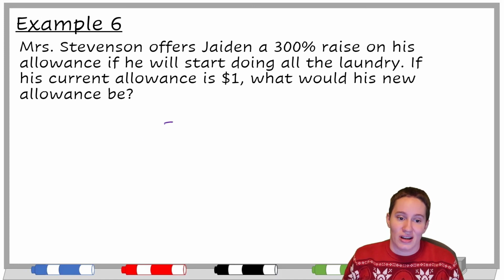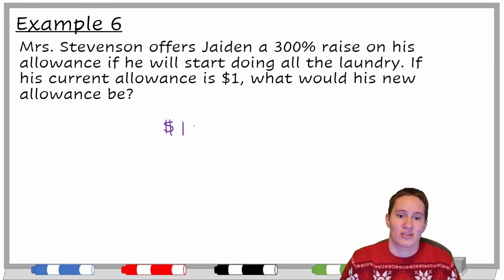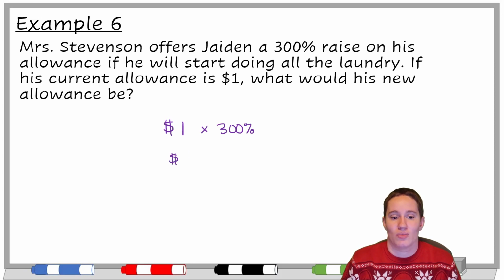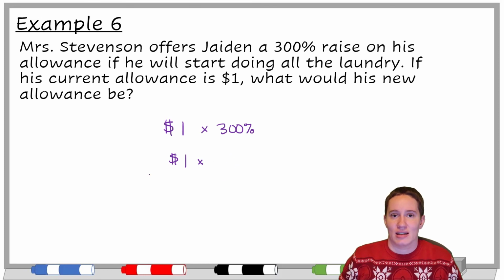So his current made-up allowance is $1. This whole problem is made up. None of it's real. His current allowance is $1. If we are raising that by 300%, we need to multiply by 300%. But we can't do that with this being 300%. We need to do it with a decimal. So what's 300% as a decimal number?